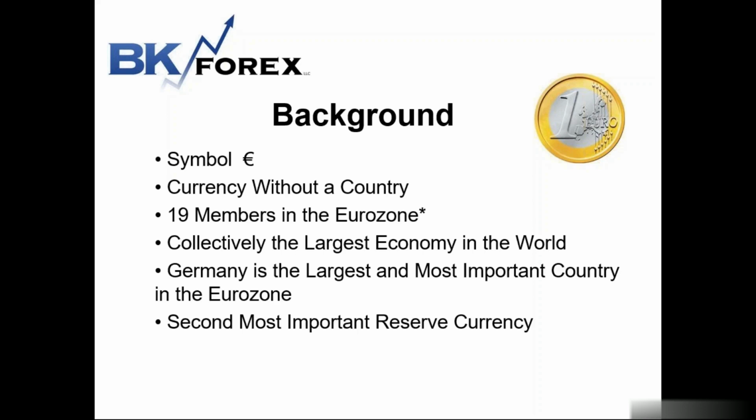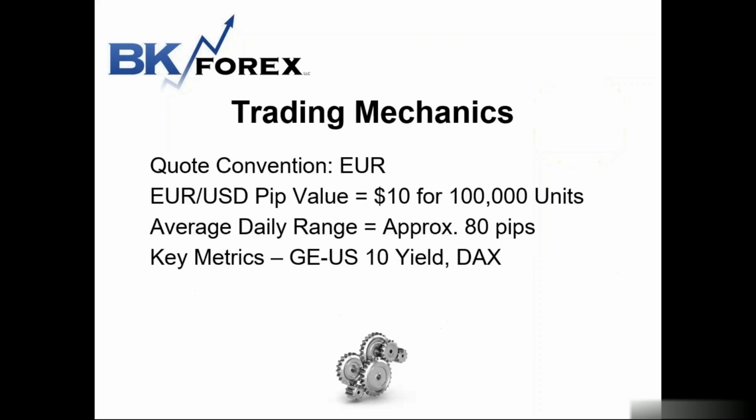Collectively, though, as a unit, the Eurozone is the largest economy in the world, and Germany is the largest country within the Eurozone. The euro is the second most important reserve currency next to the US dollar, because if traders aren't buying US dollars, if central banks aren't parking their money in US dollars, the only second best option is the euro. So some quote conventions: the euro is always the first currency in the pair.